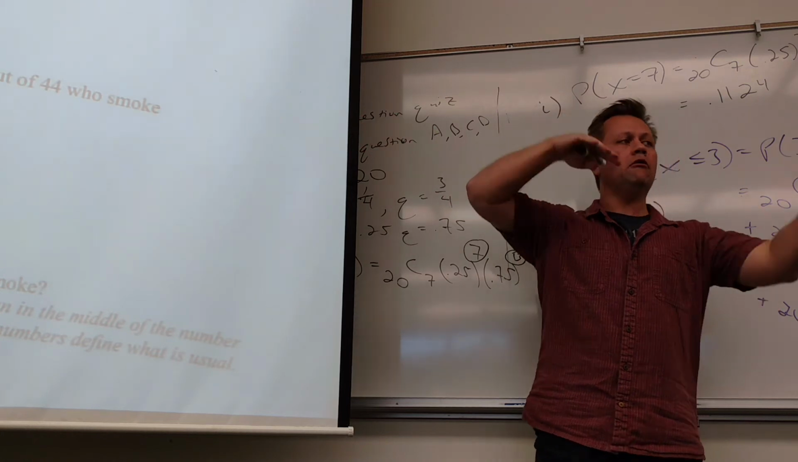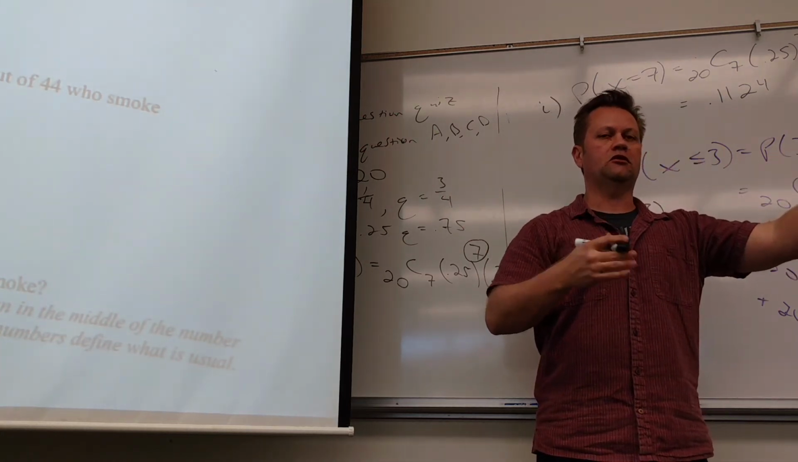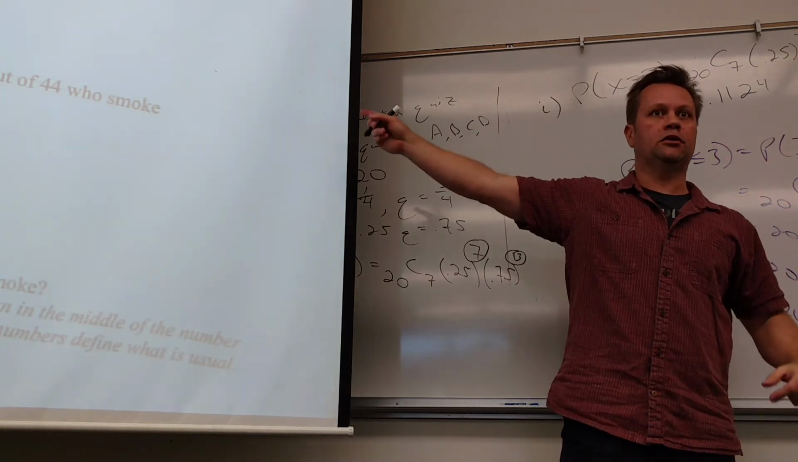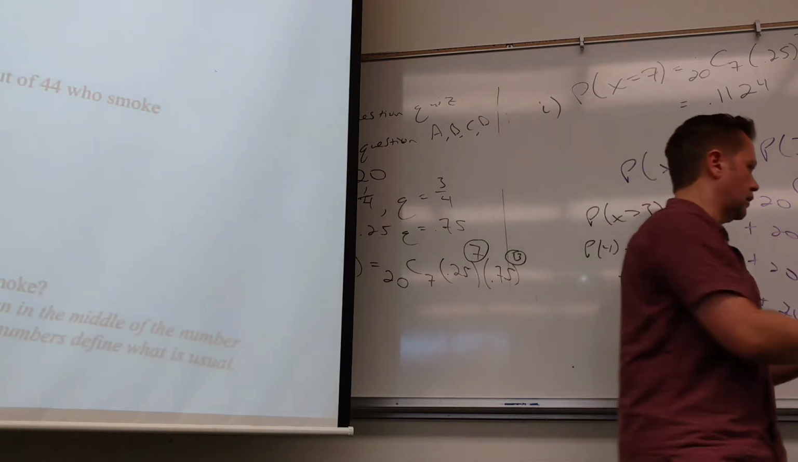So the calculator is hardwired to always do 0 up. So if you're trying to do greater than something, you have to do 1 minus what the calculator says. Does that make sense? To get the rest of it. So good question, I like it.